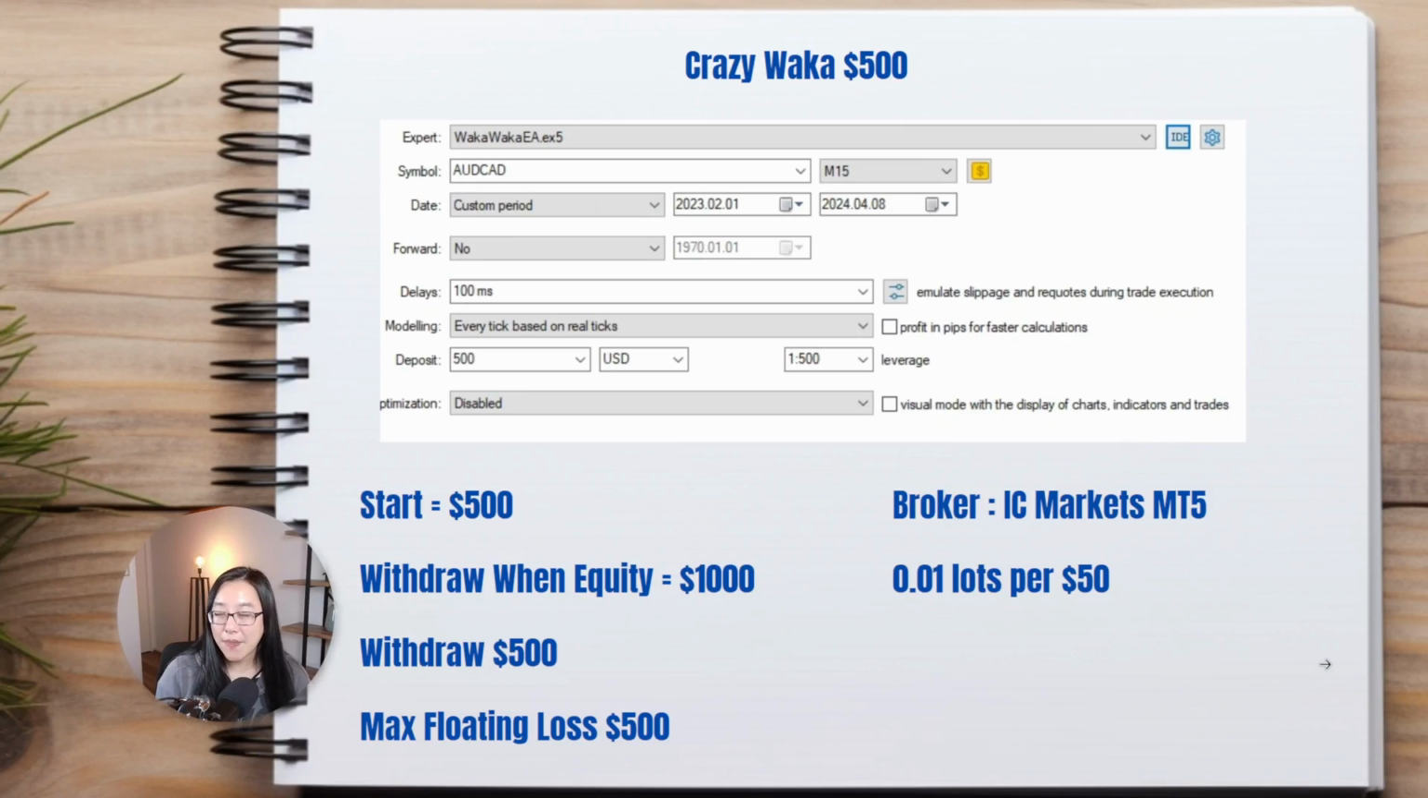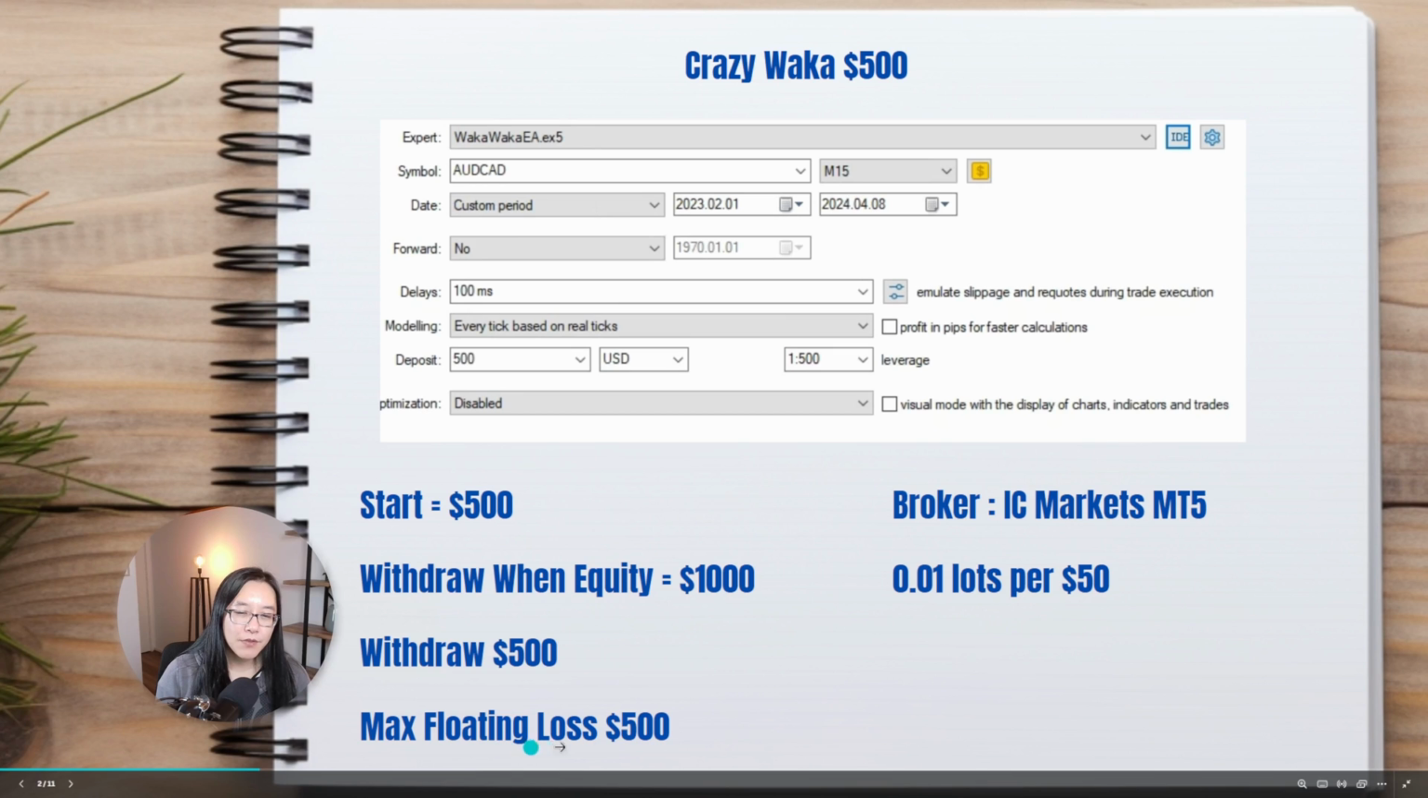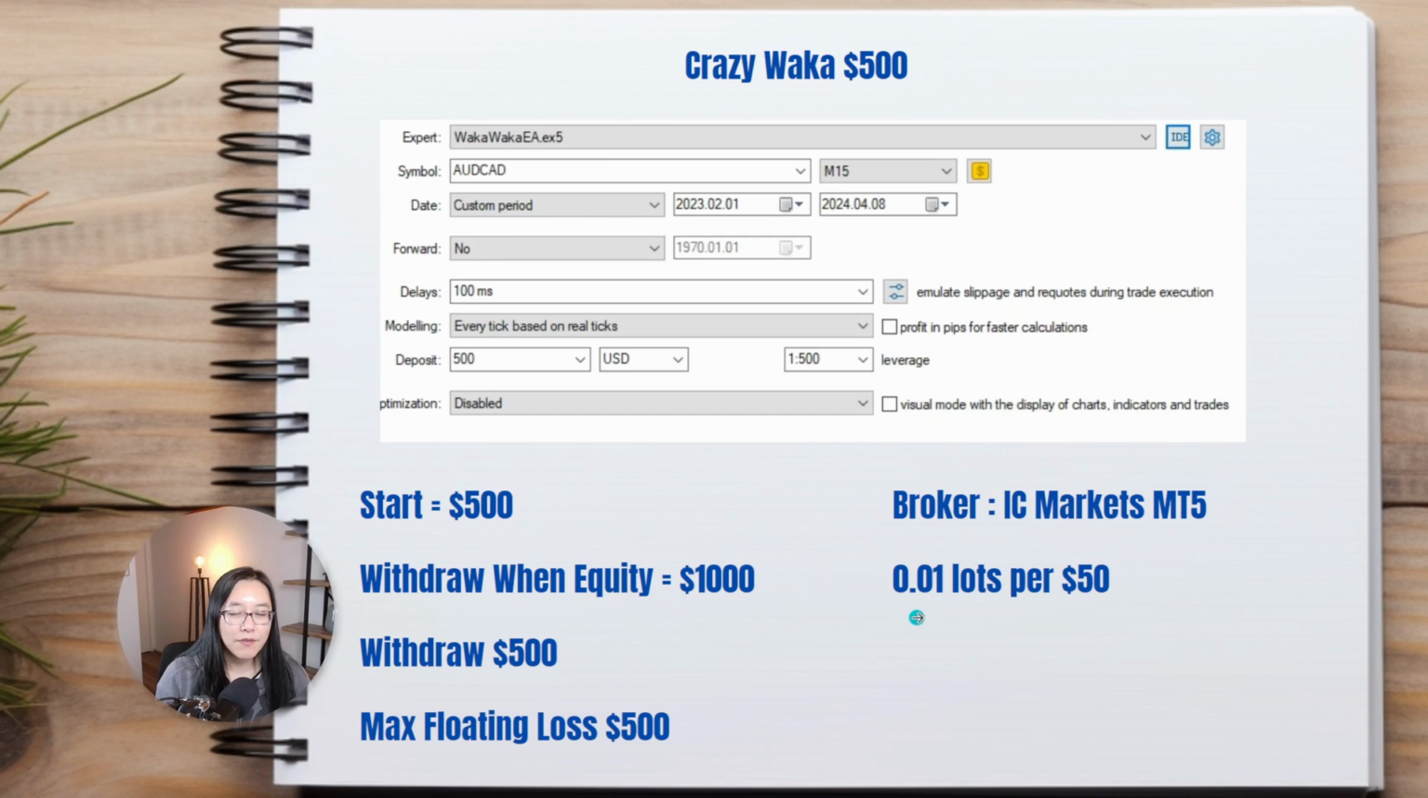Let's pretend you have $10,000, but you don't want to risk all $10,000. What if you only wanted to risk $500? So this is my crazy Waka $500 experiment. We start with $500, and when the equity reaches $1,000, which means we've doubled our account, we withdraw $500 and start again. And our max floating loss is $500.